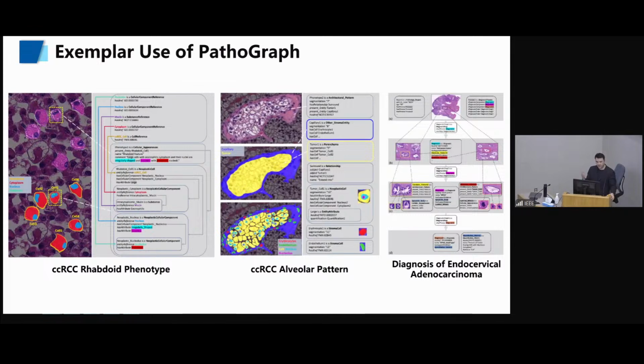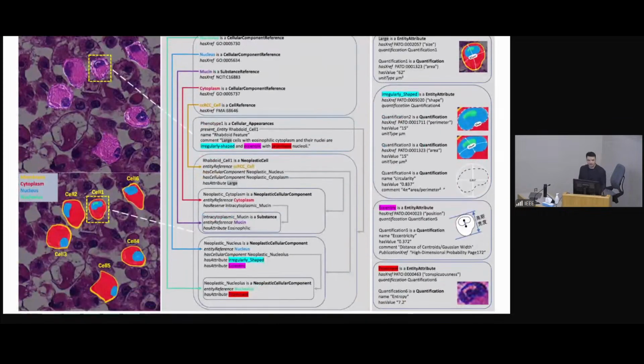So these are several example uses of PathoGraph to illustrate how PathoGraph represents the phenotypes and diagnostic approaches. This is the rhabdoid cell. And in order to represent it in PathoGraph, this is a cytoplasmic phenotype. According to the pathologist's description, compared to the normal cell, these are large cells with eosinophilic cytoplasm, and their nuclei are irregular shaped and eccentric with prominent nucleolus.